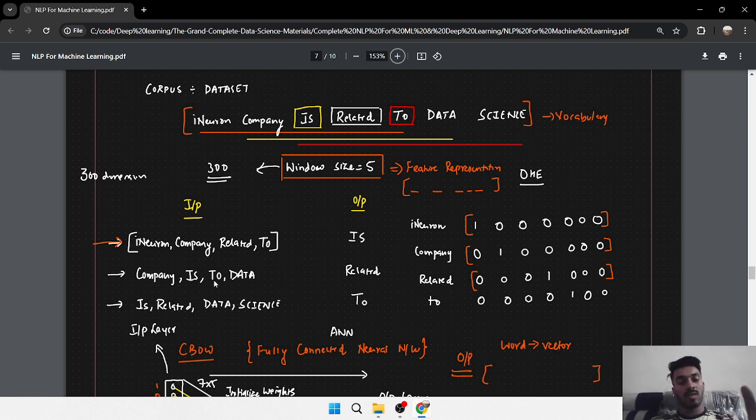So the input is basically company, is, to, data, and the output is related, data science, to, basically is related to data science. That's how we have created the input and output vectors, so that our model will be able to understand each and every concept. Like why we are taking only two words on each side.